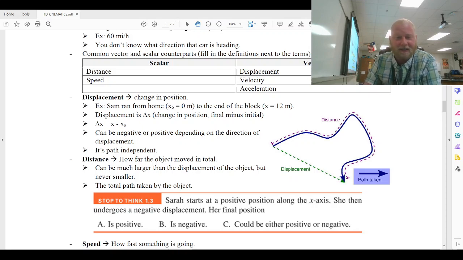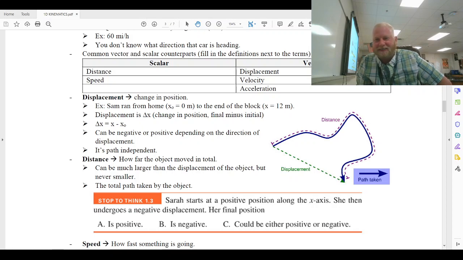So, for instance, take a look at the image right there. The blue arrow represents the path taken by, let's say, a person on a hike. So he starts off and takes that curvy path and ends up all the way down at the bottom right, at the head of the arrow. The distance he traveled might have been, let's say, 16 miles. It was a 16-mile hike. But that's not his displacement. His displacement is represented by that green arrow. How far away did he end up from where he started? And that may only be 4 miles.